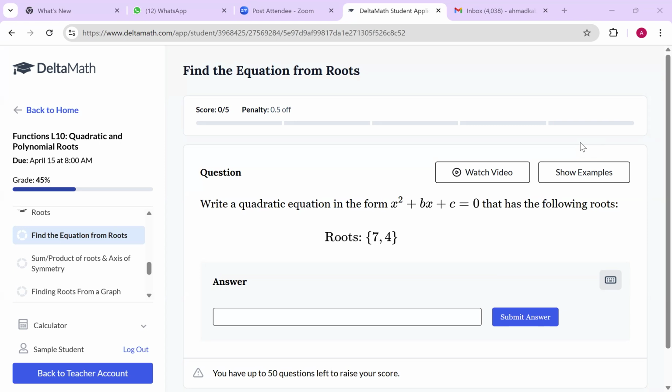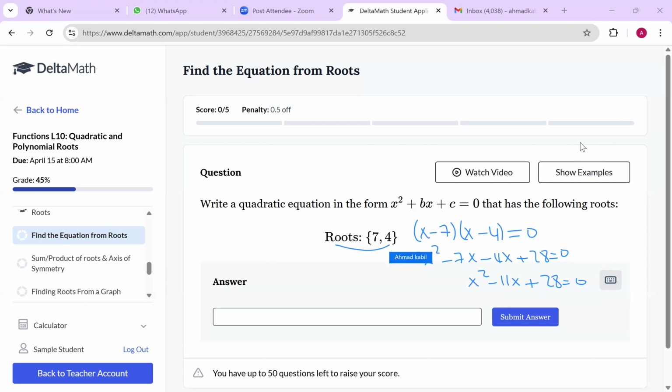The first approach is the classical approach: x minus 7 times x minus 4 equals 0. So x squared minus 7x minus 4x plus 28 equals 0. So x squared minus 11x plus 28 equals 0. This is the classical expansion approach.